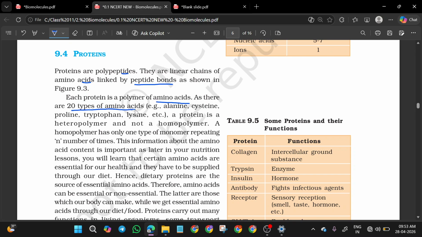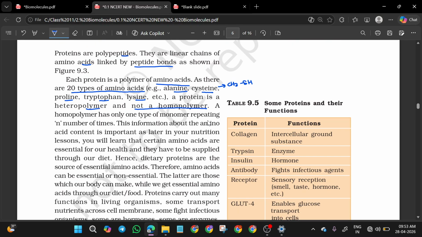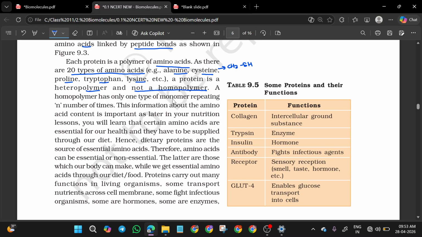As there are 20 types of amino acid, alanine, cysteine is a CS2SH, that is sulfur containing amino acid. Proline, tryptophan, lysine. So tryptophan we have seen. A protein is a heteropolymer and not a homopolymer. Homopolymer na enna, only one type of monomer repeating n number of times. Adhe repeat aite irundhuchna that is monomer.